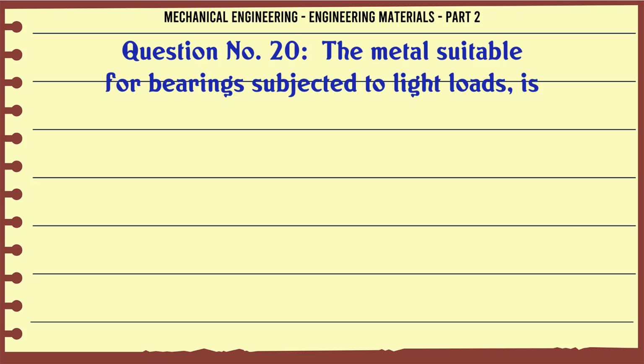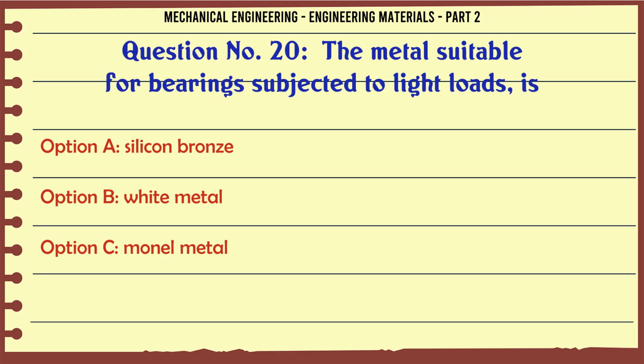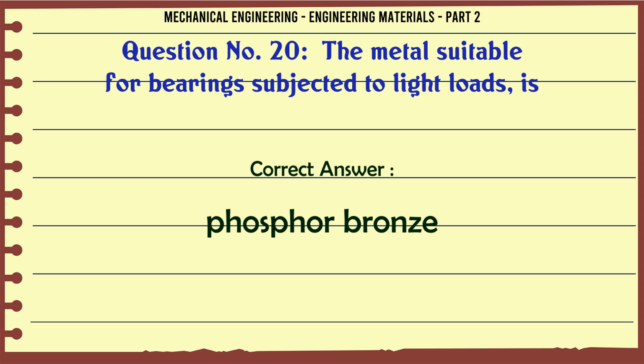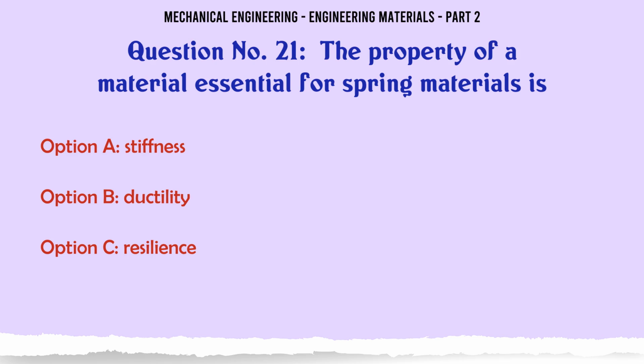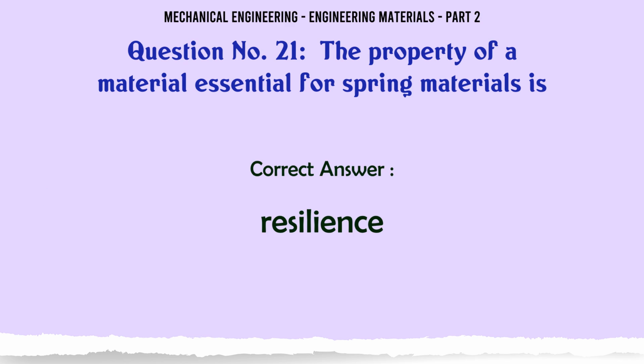The metal suitable for bearings subjected to light loads is A. silicon bronze, B. white metal, C. Monel metal, D. phosphor bronze. The correct answer is phosphor bronze. The property of a material essential for spring materials is A. stiffness, B. ductility, C. resilience, D. plasticity. The correct answer is resilience.